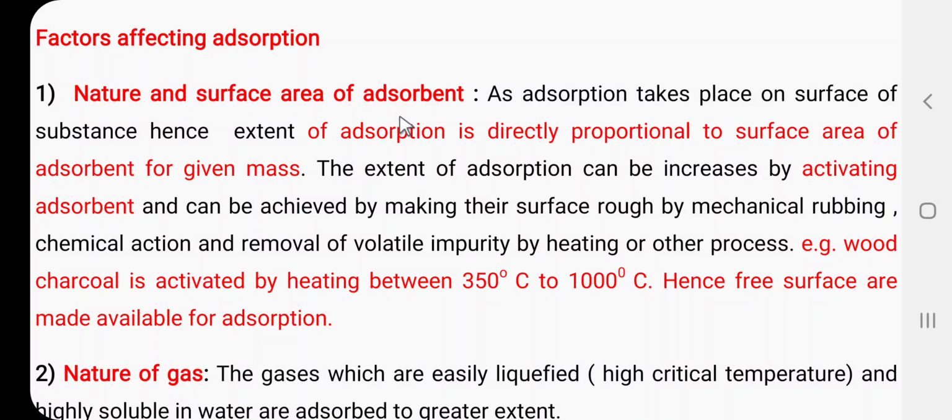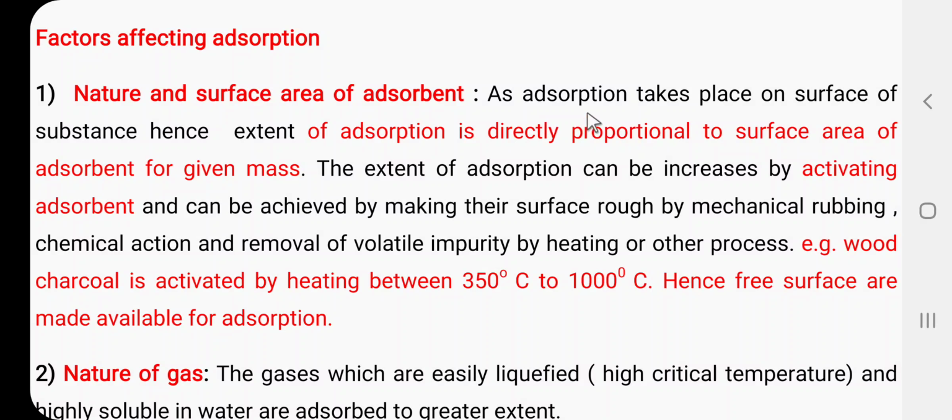In the last lecture we already discussed what is meant by adsorbent and adsorbate. When we consider the example of the acetic acid and charcoal system, the charcoal is the adsorbent while the acetic acid is the adsorbate, or the charcoal and sulfur dioxide system, where charcoal is the adsorbent while the sulfur dioxide is the adsorbate. So the first factor which affects adsorption is the nature and surface area of the adsorbent.